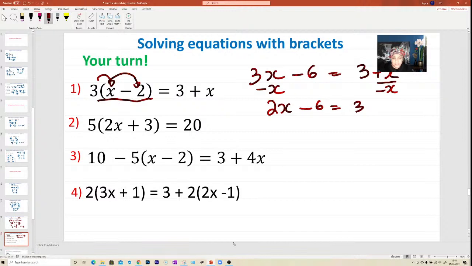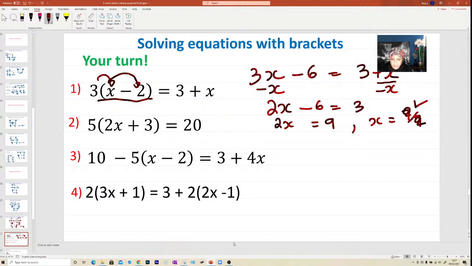Okay, so the first one was, what did I get from Ali? 3/5. Let's have a look. So 3x take away 6. Now we have 2x. We need to add 6. So I'm going to speed this up. This is going to give you 9 because 3 plus 6 is 9. So x is going to be equal to 9/2. Yes, that one is right.